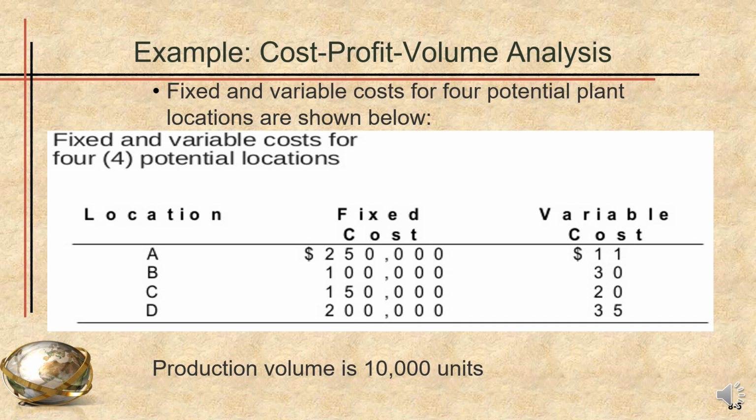I have here an example of the 4 potential locations, A, B, C, and D. The fixed costs are the following, and the variable cost per unit are also given. The production volume is 10,000 units, so you have to compute for the total cost for each location.